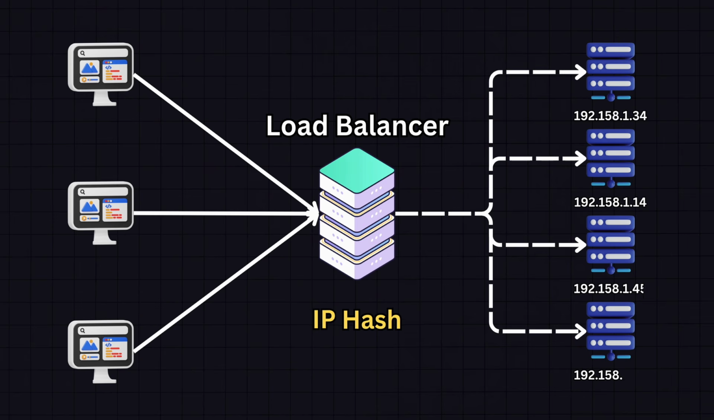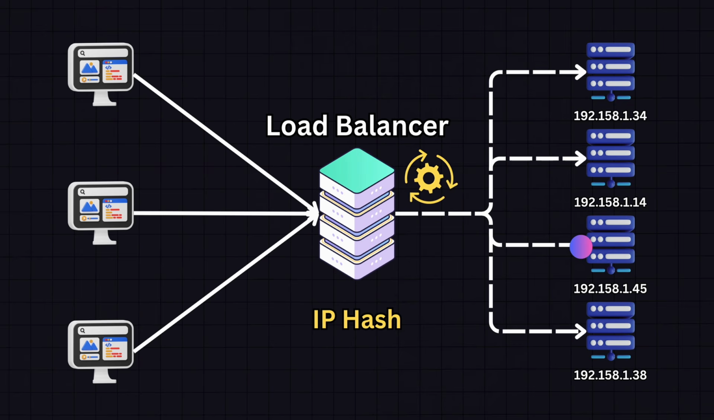Next algorithm is IP hashing, which determines which server receives the request based on the hash of the client's IP address. This ensures a client consistently connects to the same server, and it's useful for session persistence in applications where it's important that the client consistently connects to the same server.